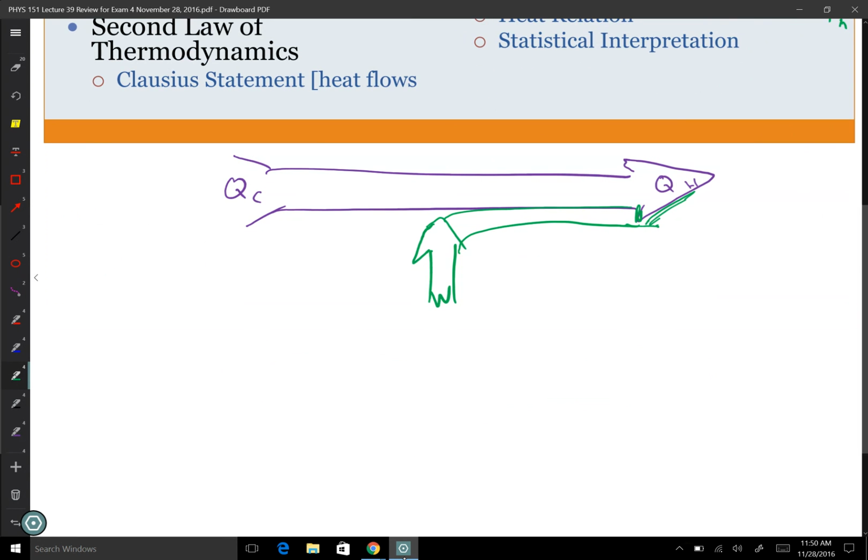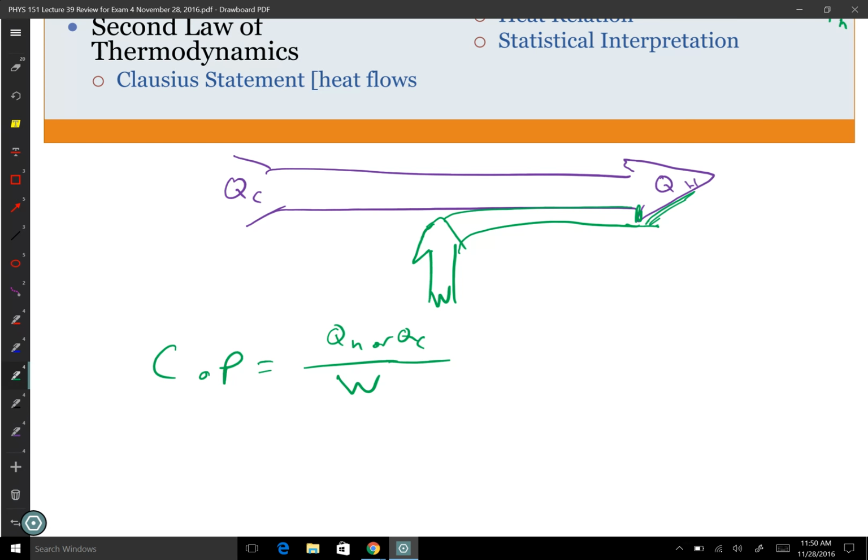And so we talk about the coefficient of performance, which is equal to what you want out divided by what you put in. What you put in is always going to be work, but what you get out is going to be either Q hot or Q cold, depending on if you're using it as a refrigerator or as a heater. So the coefficient of performance has two different equations, simply depending on if you want to maximize cooling or maximize heating. Okay, we're out of time.